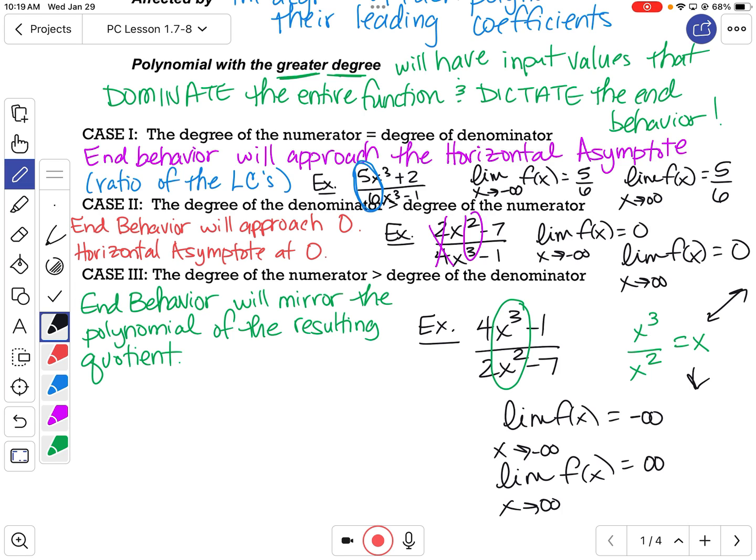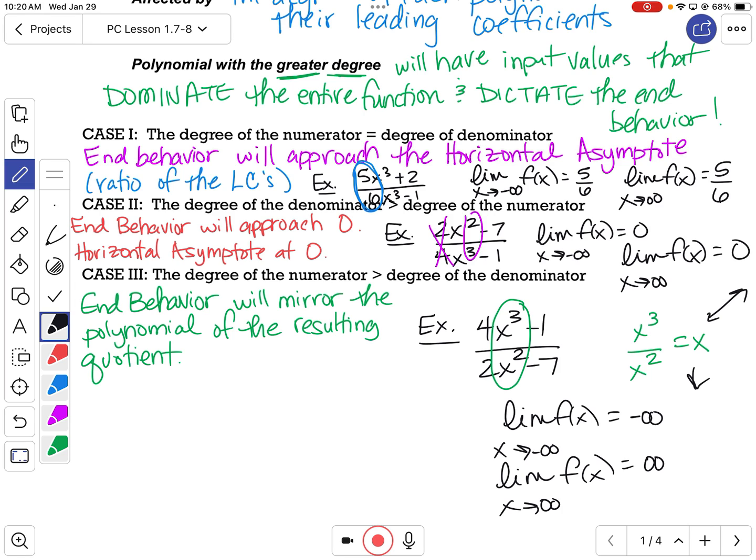Okay? So that's what I mean by it follows the behavior of the quotient. Right? So we simplify those 2 leading degrees, all right, those 2 leading terms. And whatever I get, that's what my end behavior is going to be. It's going to match it, okay? So, end behavior is important. That's where we write the limit statements, okay?